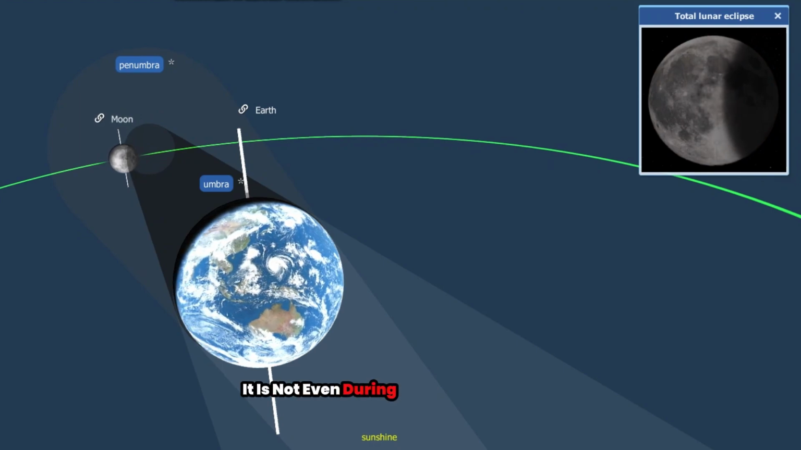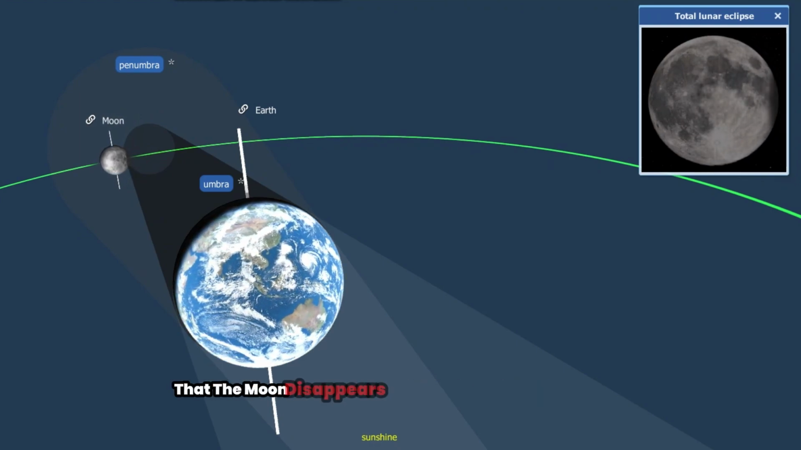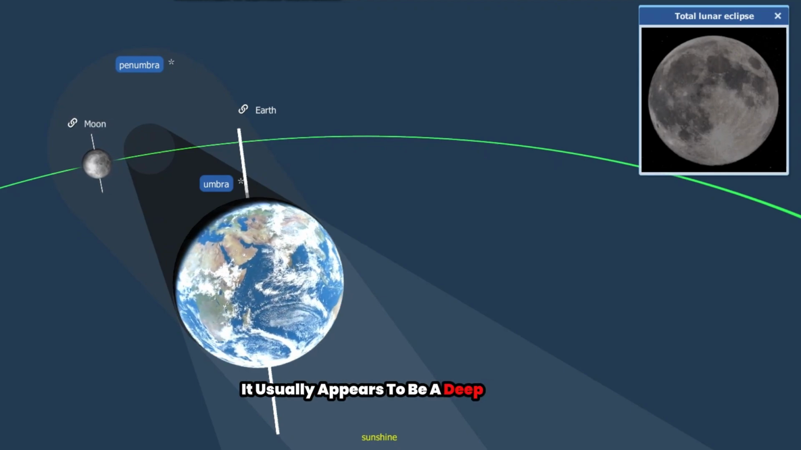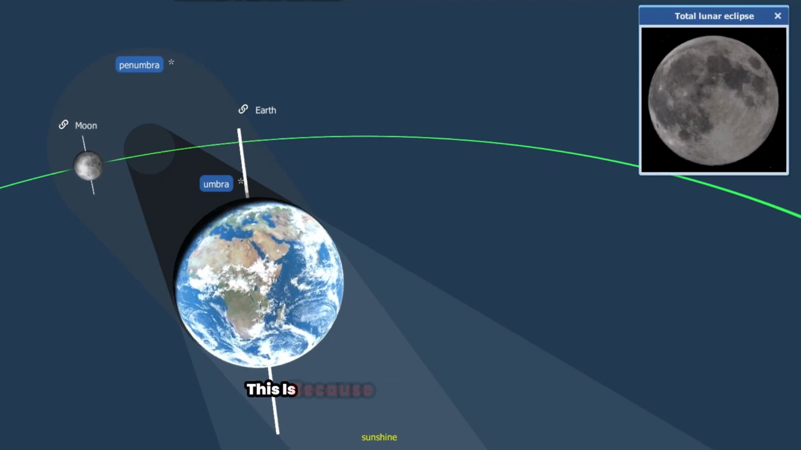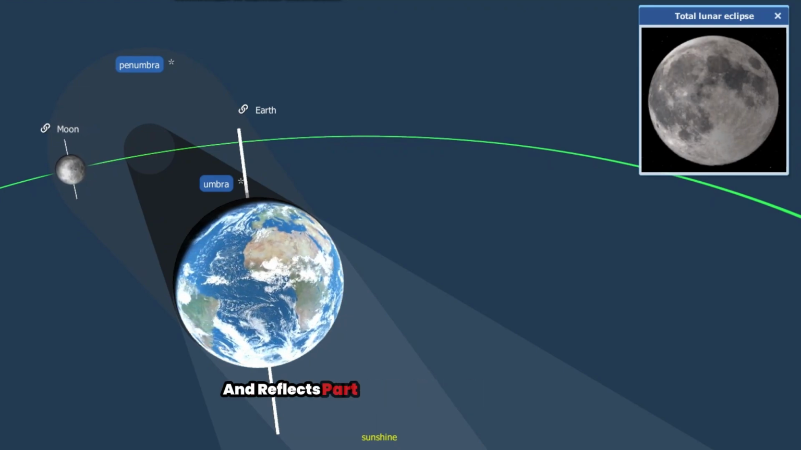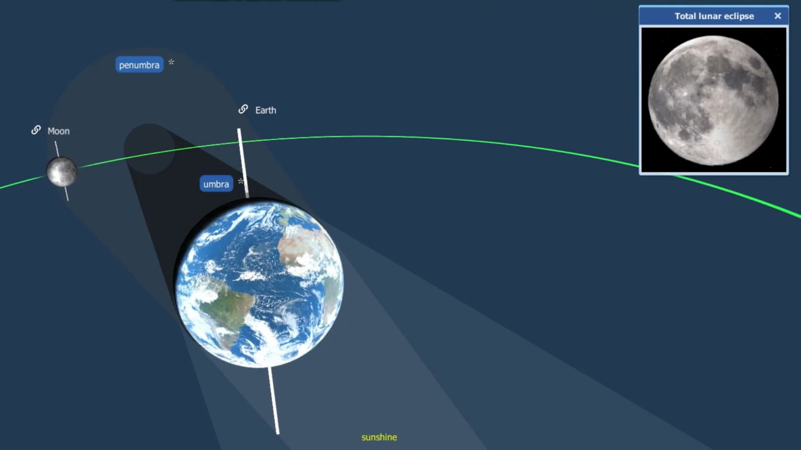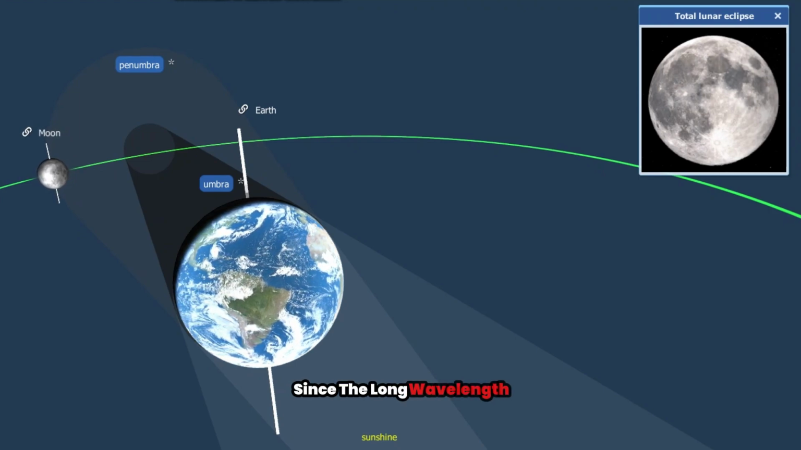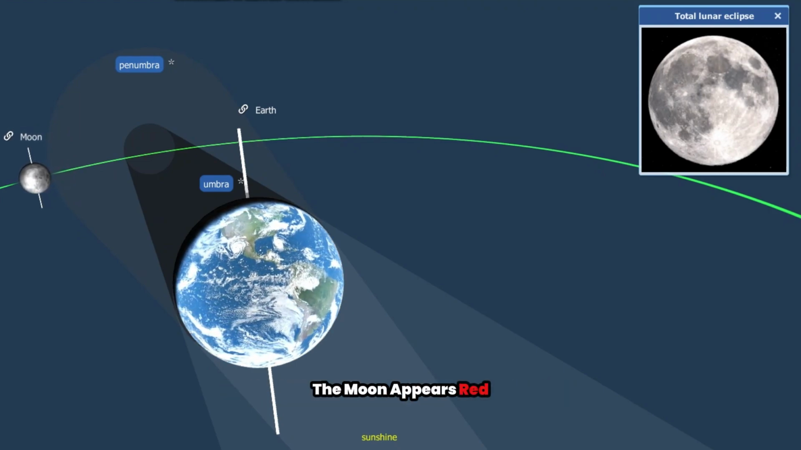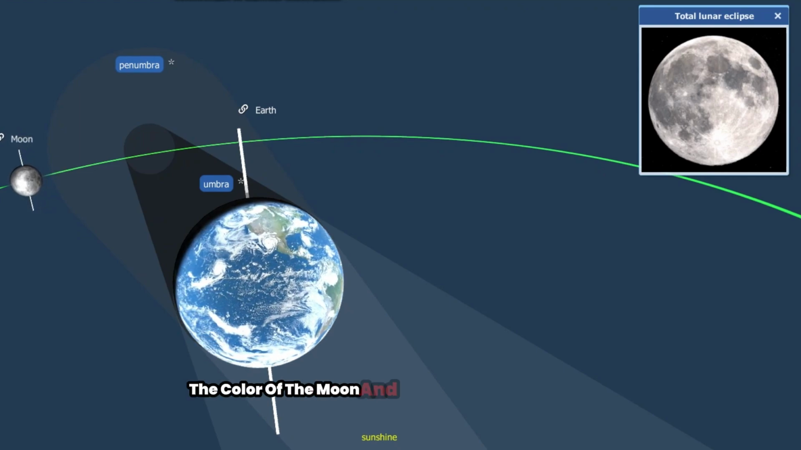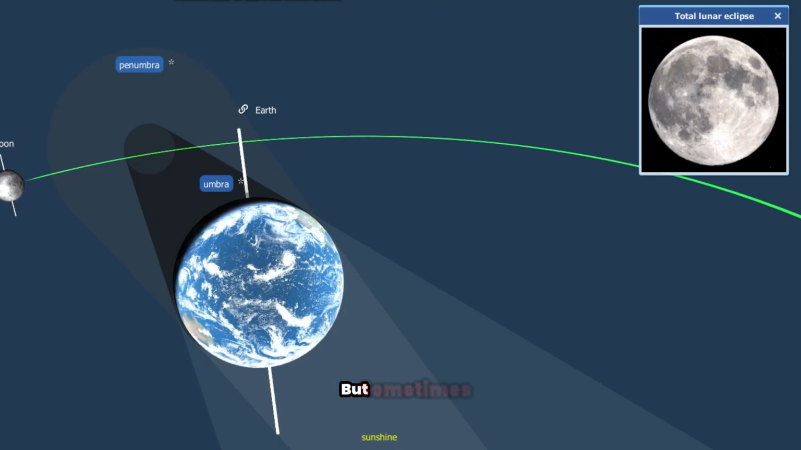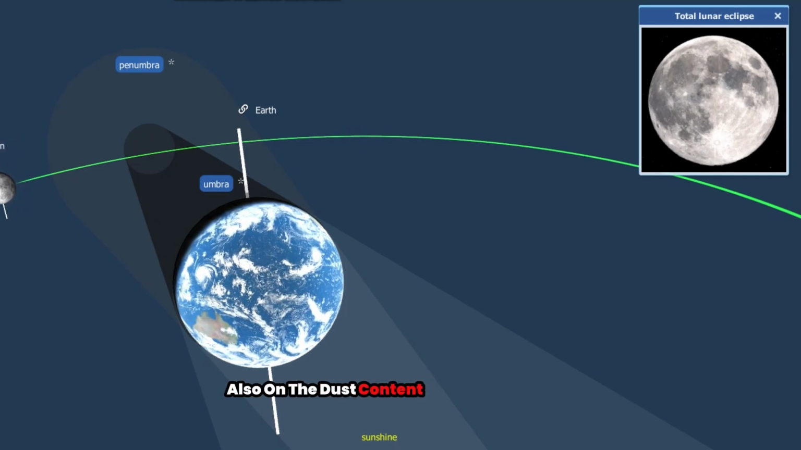It is not even during a total lunar eclipse that the moon disappears completely from the night sky. It usually appears to be a deep red color. This is because the Earth's atmosphere refracts the sunlight and reflects part of it into the Earth's shadow. Since the long wavelength red light is less absorbed in the atmosphere, the moon appears red. The color of the moon and the degree of its darkening depend on atmospheric conditions, but sometimes also on the dust content of the atmosphere.